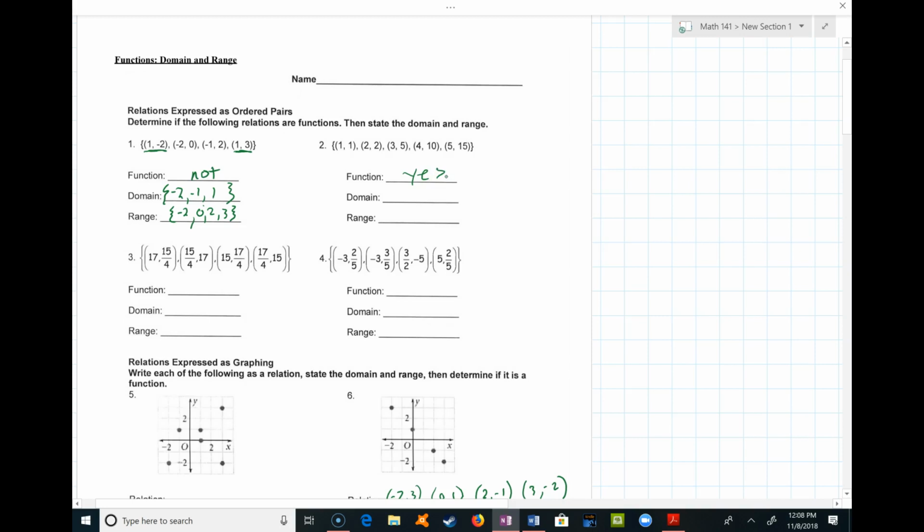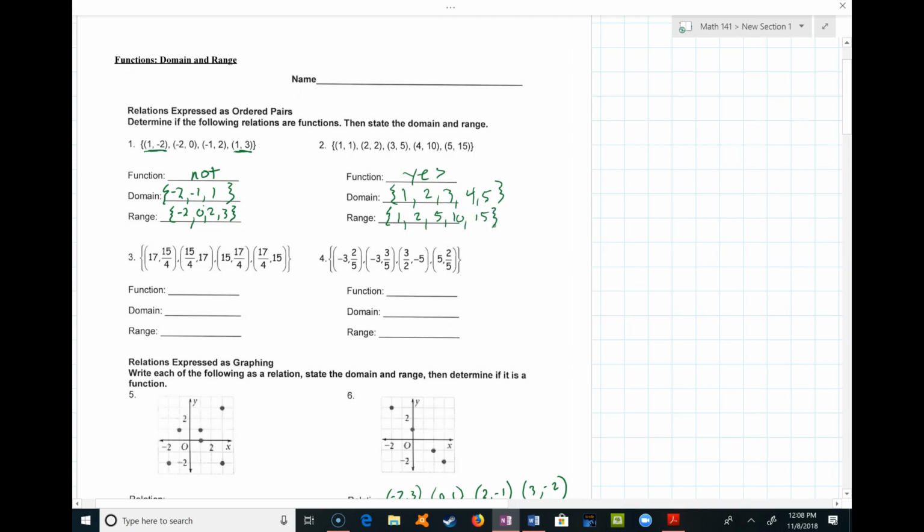The domain, I'm just going to list them. So once again, I'm going to use these braces. So that'd be 1, 2, 3, 4, 5. Close the braces. And the range is just the output values, or the y values. So that would be 1, 2, 5, 10, 15.